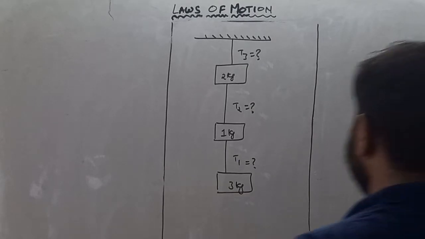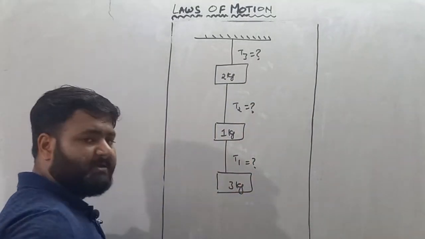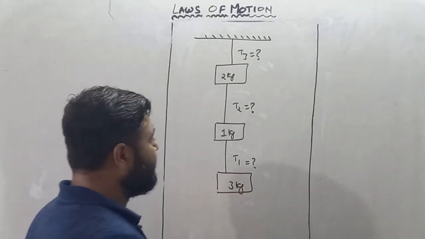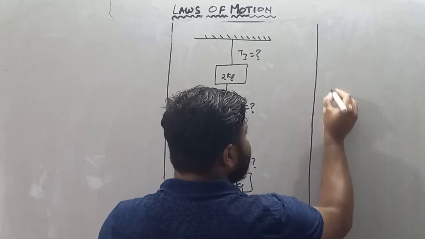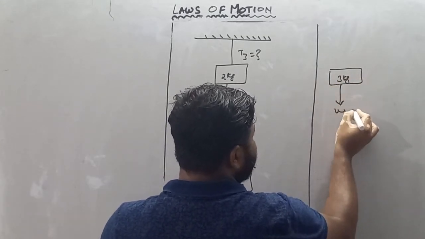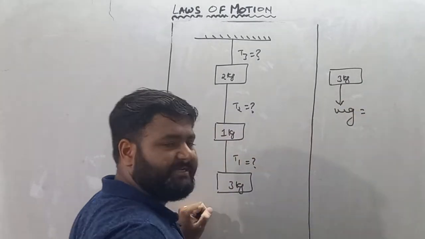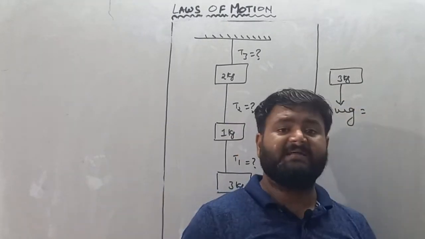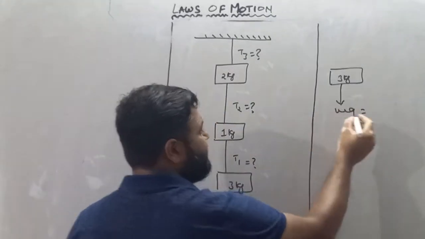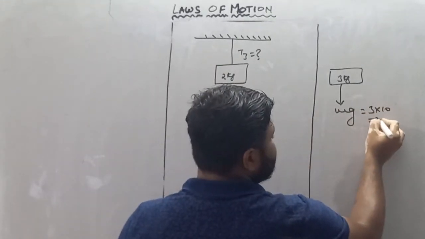So my dear student, as this is a multiple block system, start making the FBD from the lower part. So let's make the FBD of the 3 kg block. Vertically downward it is mg, because weight always acts on a body vertically downward. So mg, mass is 3, g is 10, so it is 30.